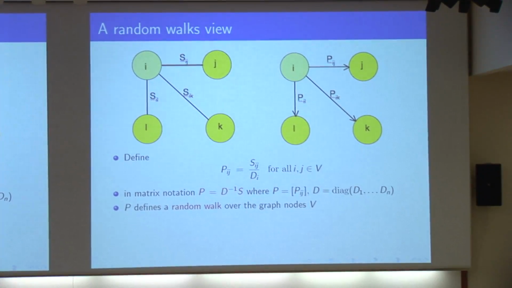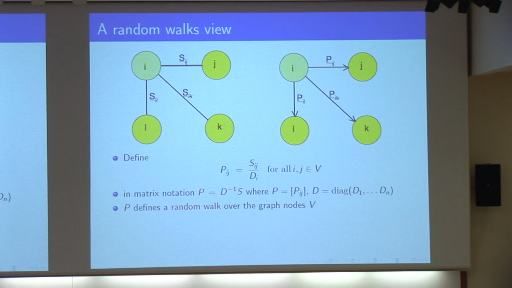We look at the similarities. They are positive. I normalize. So Sij for fixed i defines a row of the similarity matrix. I normalize by the weight of the row, which is di. So di is the row sum in the similarity matrix. And I get something, Pij, that is a probability, because if I fix i, it sums to 1 over j.